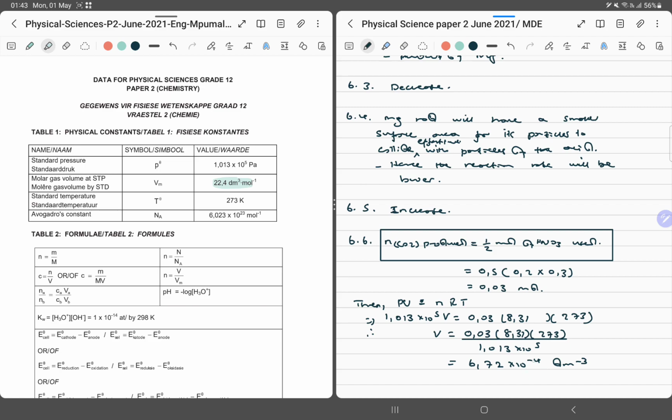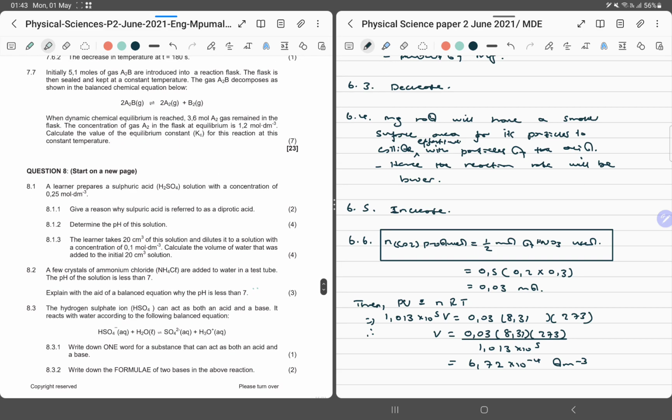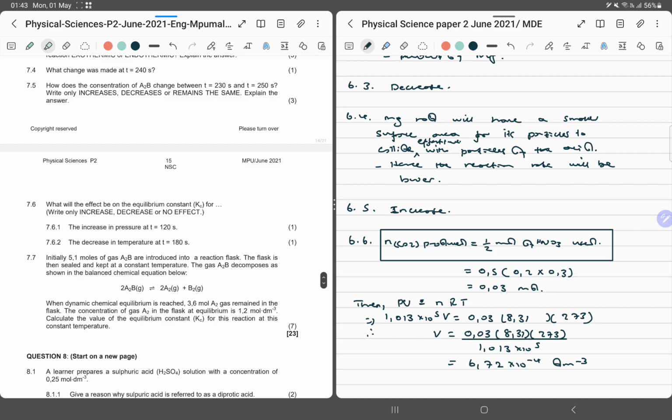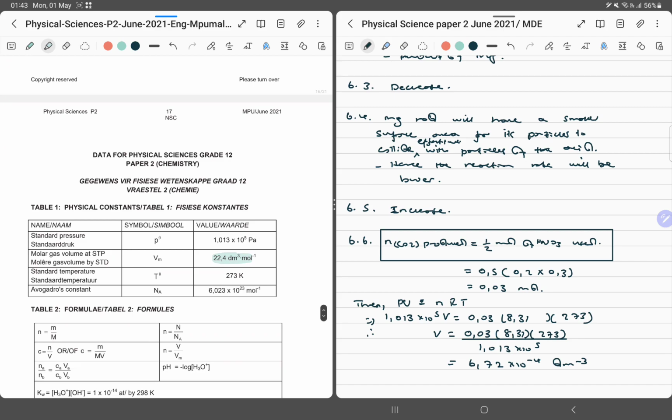Because I think this is in meter cubed. It's not in decimeter cubed. Anyway, anyhow, let's leave it alone. Because what is this gas we are dealing with here? It's not an ideal gas. So it's most likely to be like that. But I think this is in meter cubed. I don't think it's decimeter cubed. I think it's meter cubed.